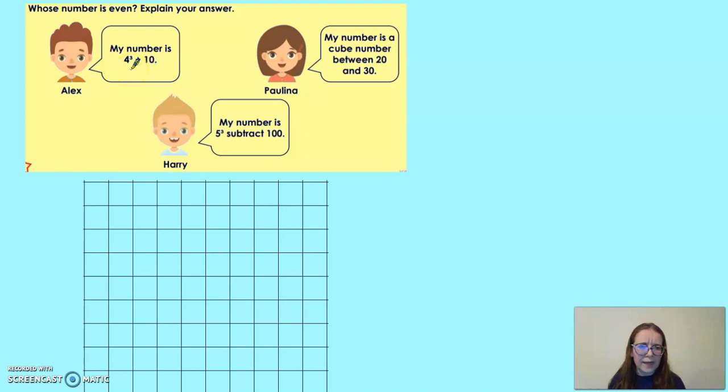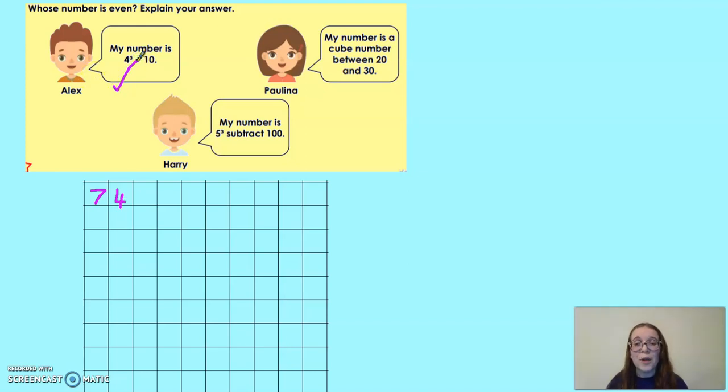4 cubed. Now we worked that out a moment ago, didn't we? We know that 4 times 4 is 16, times by 4 again is 64. So we've got 64 plus 10, that's easy peasy, that's 74. So I'm going to pop Alex's number here. Alex's number is 74. Is that an odd or even number? We know it's definitely an even number, so I'm going to give that one a tick.